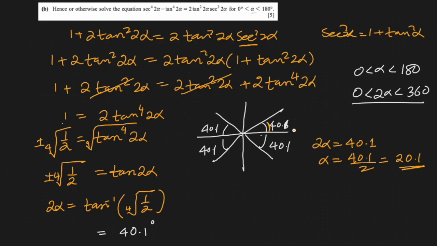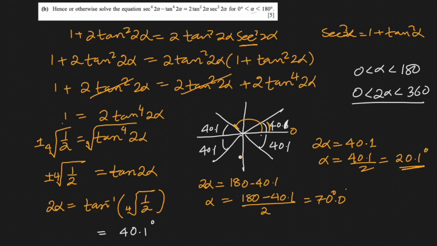Second angle, from 0 degree, the second line, which is this one. It is 180 minus 40.1. That is 2 alpha. So alpha equals to 180 minus 40.1 divided by 2. So it will be about 140 divided by 2, 70 degrees. So first one you can write 20.1 degrees or 20 degrees, depending on how many degrees you get in a calculator. So here we can write 70.0 degrees.